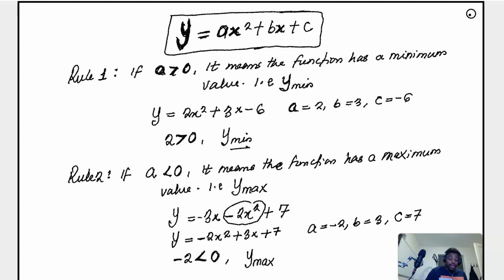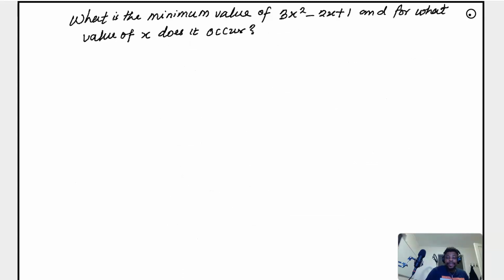So when you are given a quadratic function, you can immediately see if it is the minimum value you can get for the function or the maximum value you can get for the function. But how do we do this? Let me show you in this example now. Now, let's take this question. It says, what is the minimum value of 3x squared minus 2x plus 1, and for what value of x does it occur?